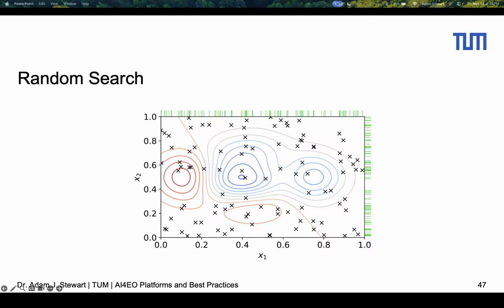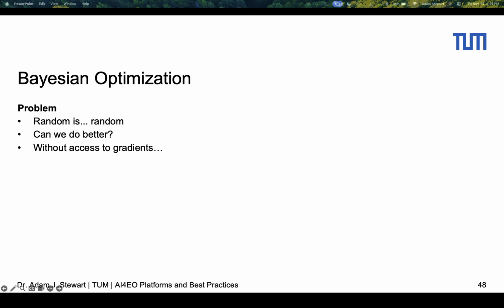So random search is usually a little bit better than grid search, unless you really do know that all of your hyperparameters matter. Usually only one or two matter a lot. Is this the best way? Random is still kind of random. Can we do a little bit better?